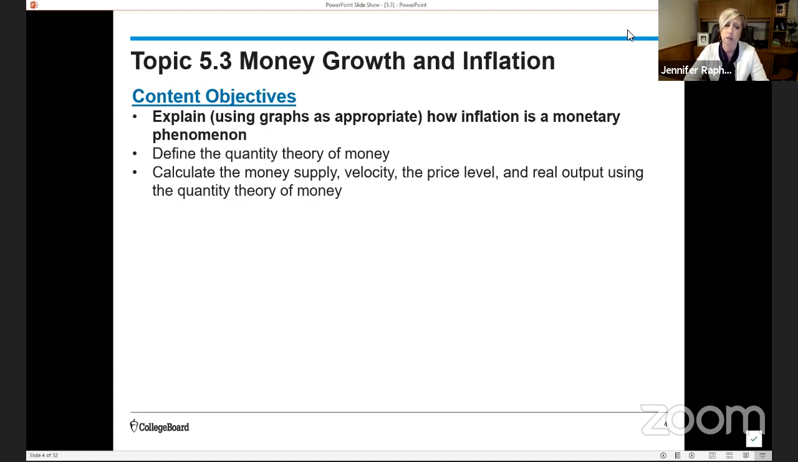We're also going to get into the quantity theory of money. And we're going to be able to calculate the money supply, velocity of money, the price level, and real output using that quantity theory of money and its associated equation.